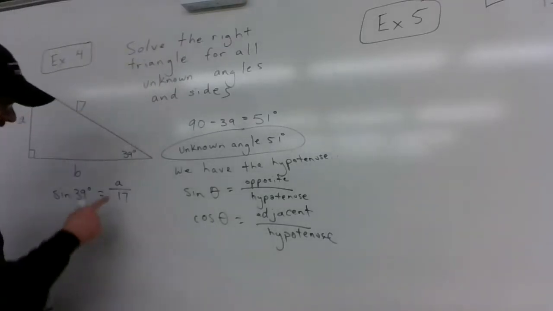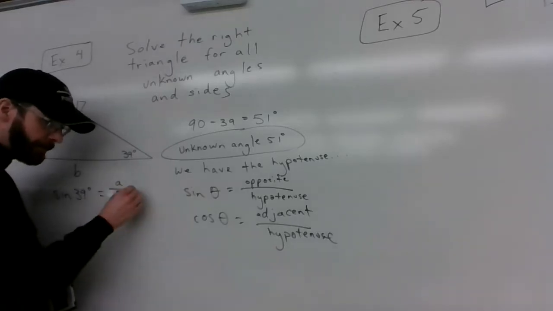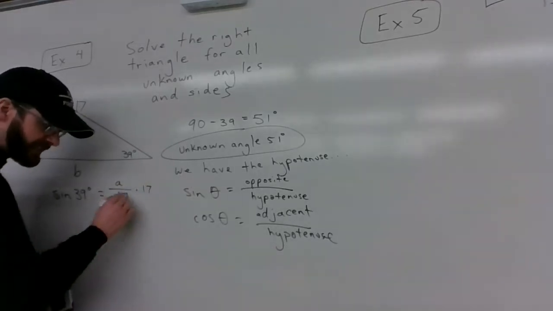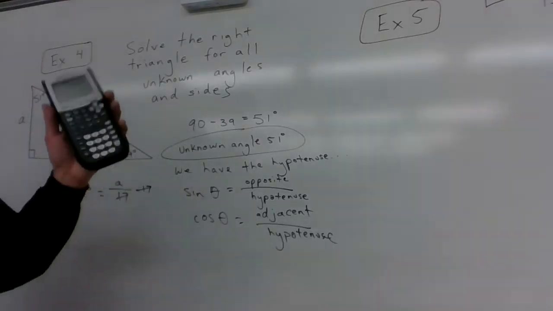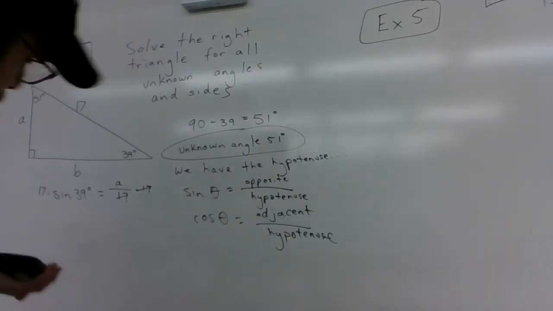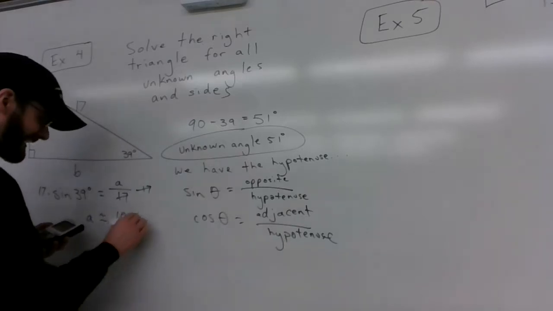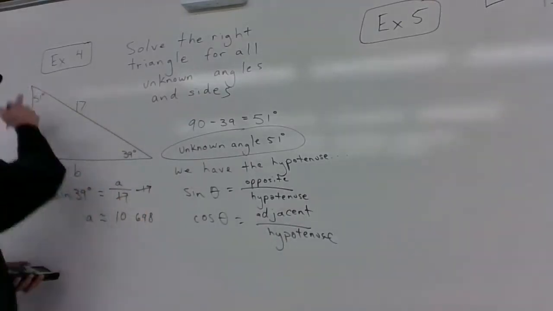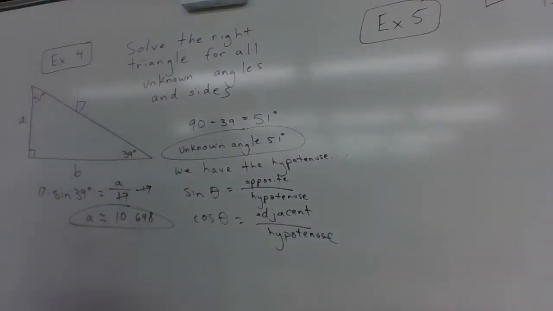Because look, A divided by 17, you can get rid of division by multiplying. So if I multiply by 17, it cancels the 17 out here. Multiply by 17. I just take that decimal right there, multiplied by 17, and I found A. A is approximately 10.698 whatever units this is. Got it.